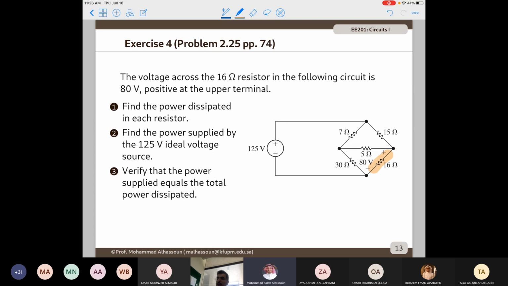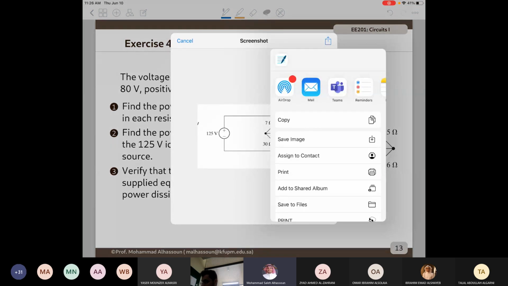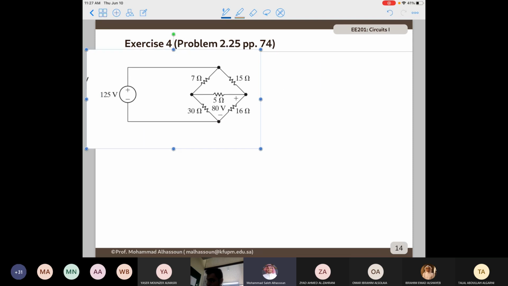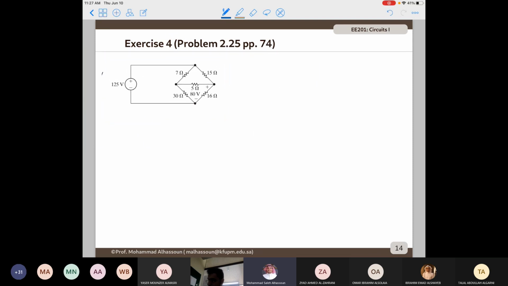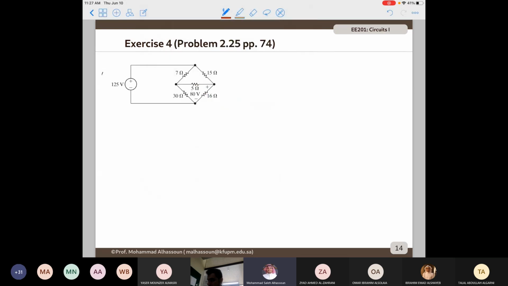So this is a very lengthy, very exhaustive problem. But the key element here, if you want to solve it, and I'm not going to spend so much time on it because I'm going to post a solution for it, is to simplify the circuit by redrawing it. So if you redraw the circuit, it will be something like this.